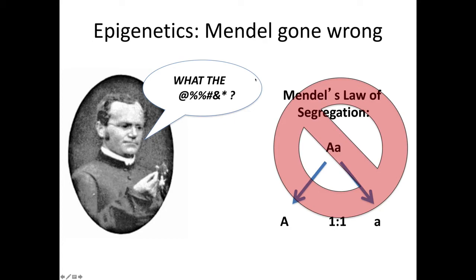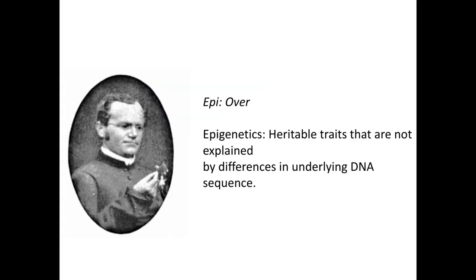So I'm going to walk through a couple examples of what looks weird with respect to Mendel going wrong. This refers to epigenetics. Epi means over, and so epigenetics can be described as heritable traits that are not explained by differences in the underlying DNA sequence. Something else is inherited, and that thing that's inherited is, quote, epigenetic.